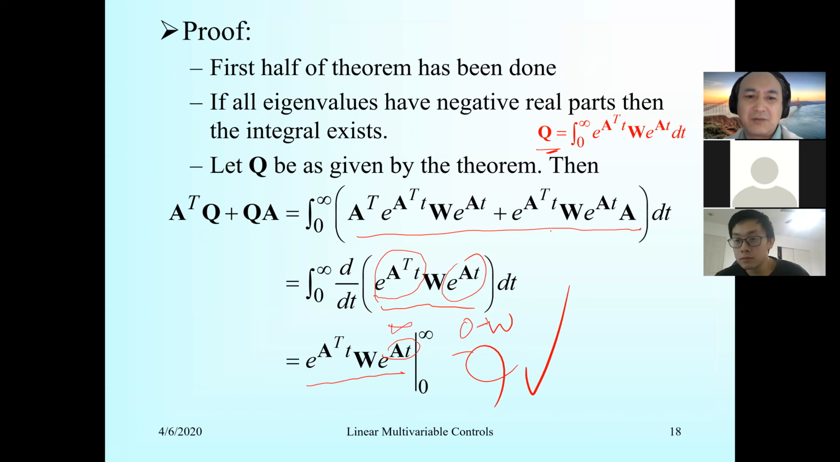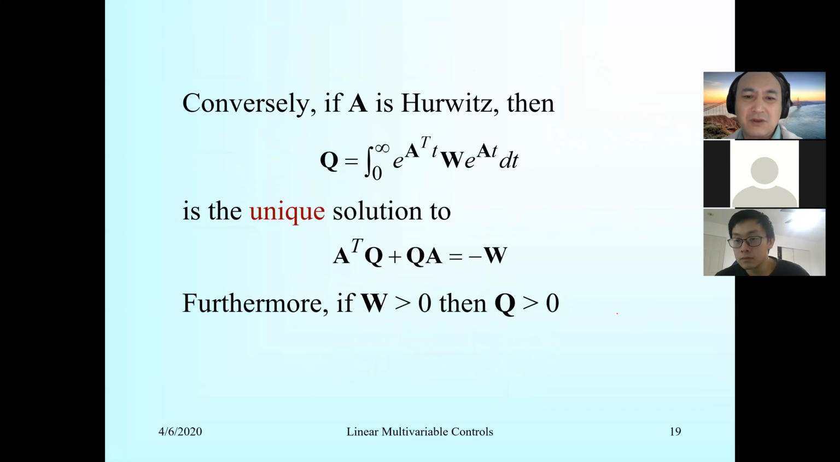So that's proving, we have proven. But remember, this is a basic quantity that all the eigenvalues of A have negative real parts. Then this one goes to 0 as t goes to infinity. So this is obvious. But if you don't see this is obvious, you can do what we have learned, modal decomposition.